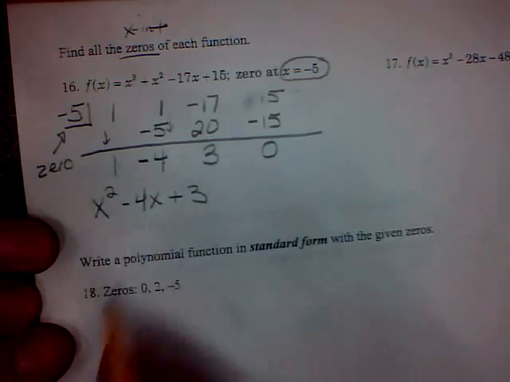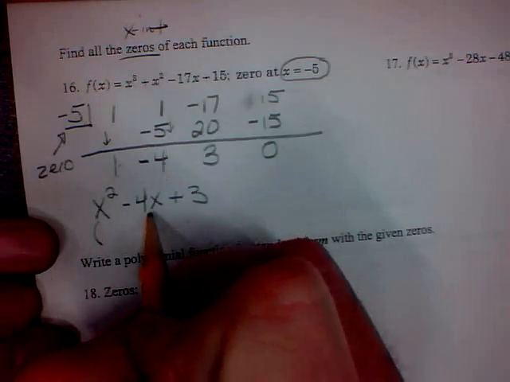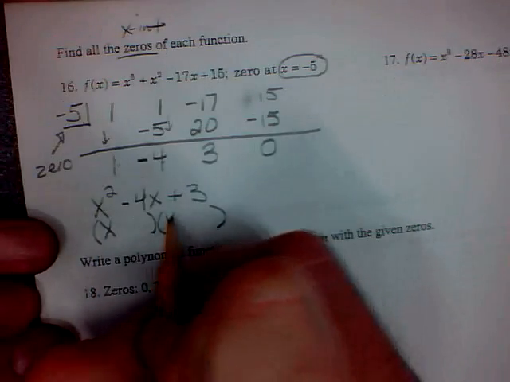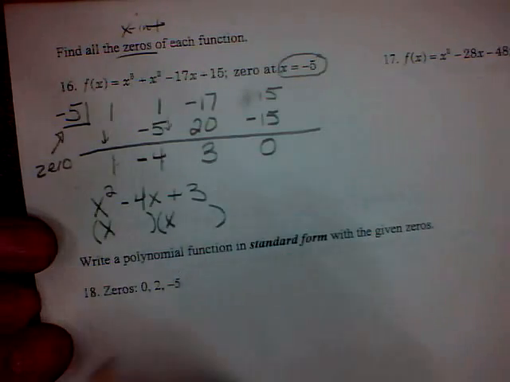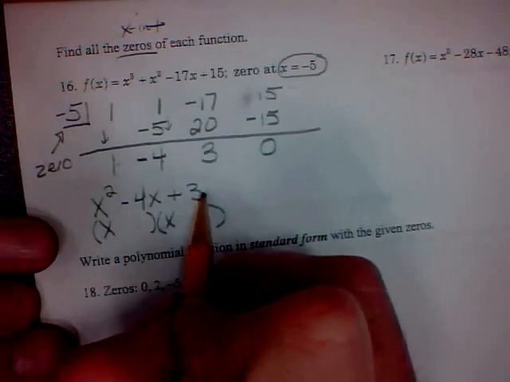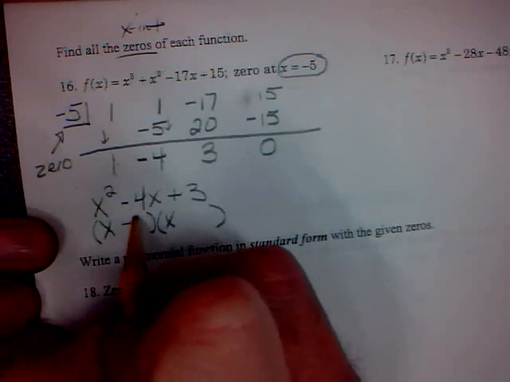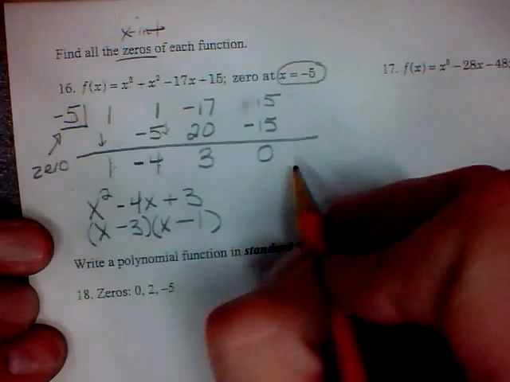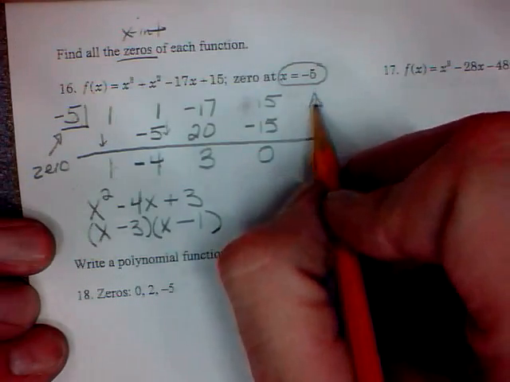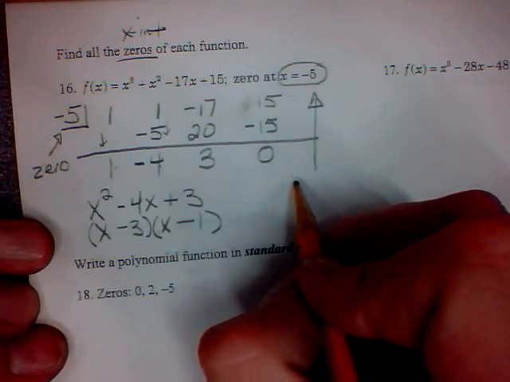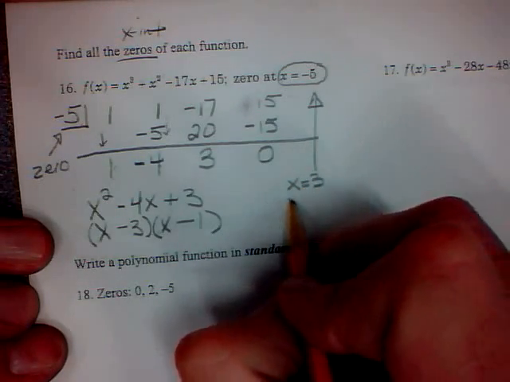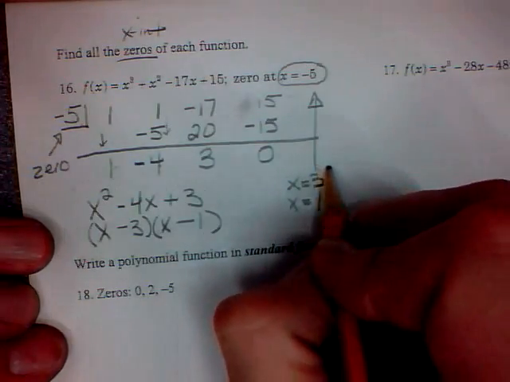Now to find your other zeros, we just need to factor this. It looks like this one's going to factor quite nicely. The first term in each is x. And the factors of 3 that add to -4 are -3 and -1. So what are your other zeros here? In addition to this zero, we also have x equals 3 and x equals 1.